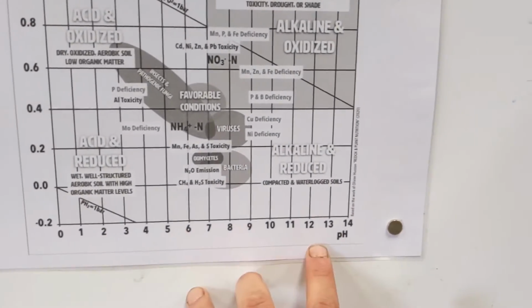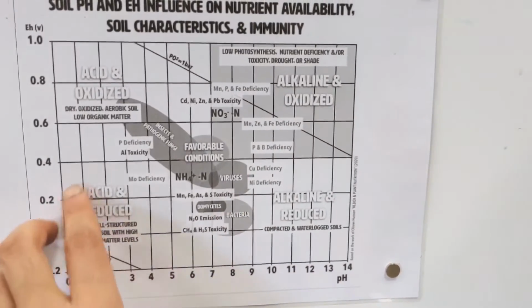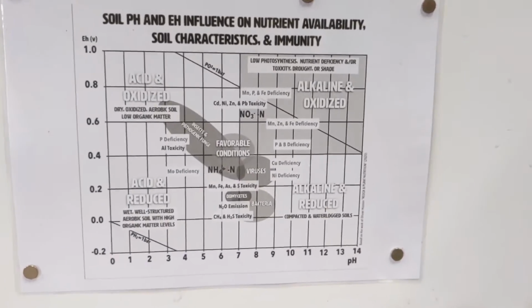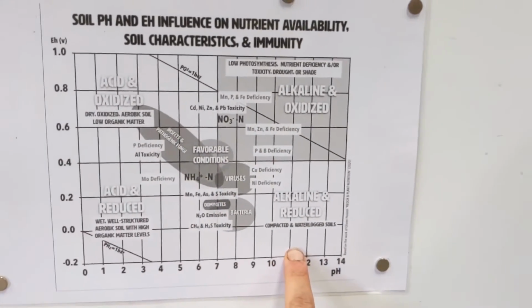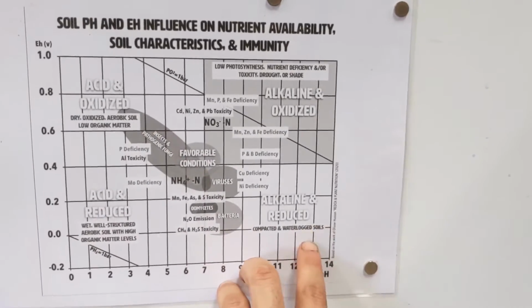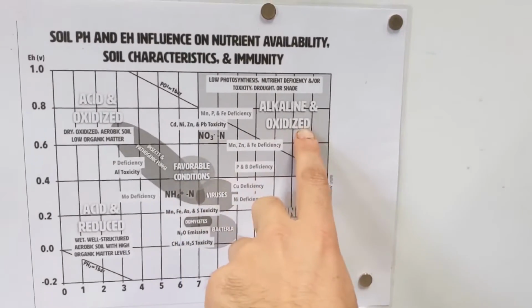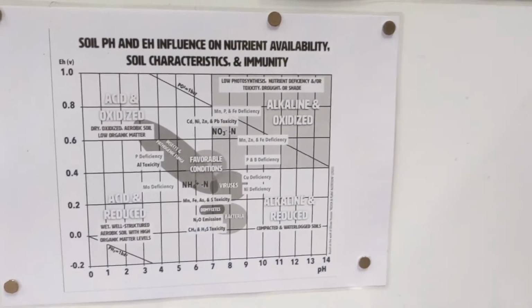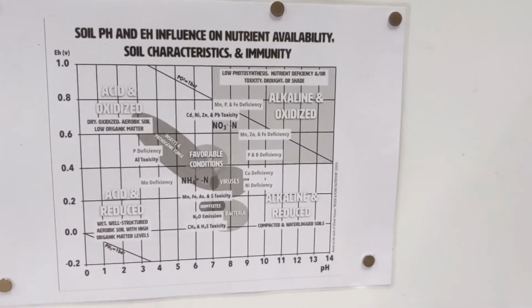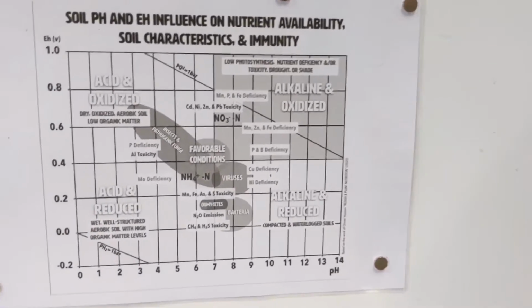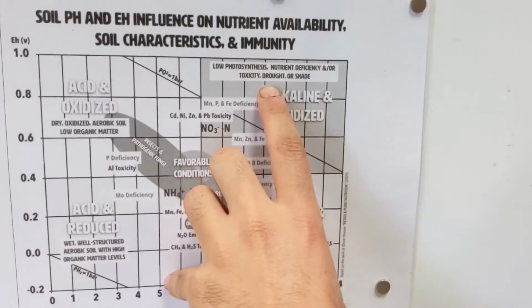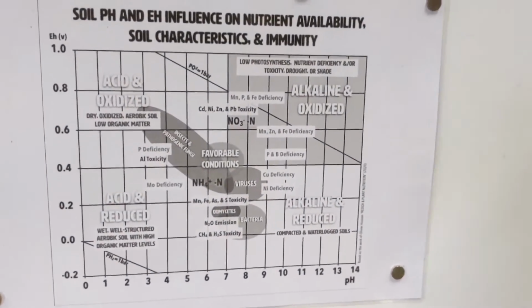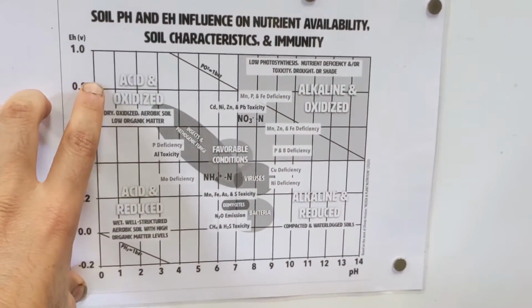And obviously pH, we know, is very related to nutrition, because at different pH levels some nutrients are more or less available. And the extremes of this are really interesting. So alkaline and reduced, in compacted and waterlogged soils. Alkaline and oxidized, that would be in cases of soils which are really alkaline, very rich in calcium carbonate, and possibly under drought conditions and in shade, when they're really oxidized.